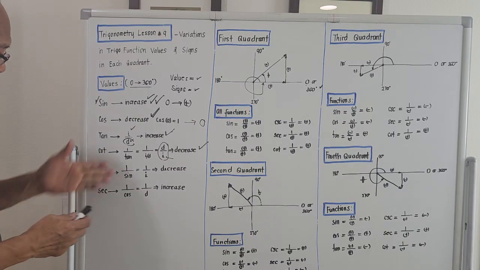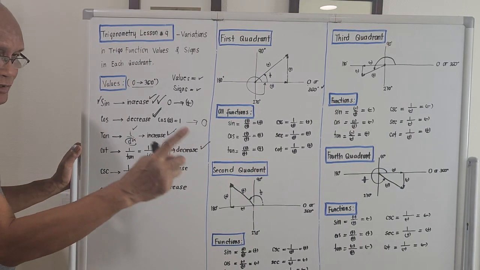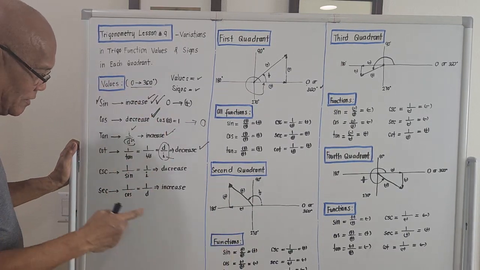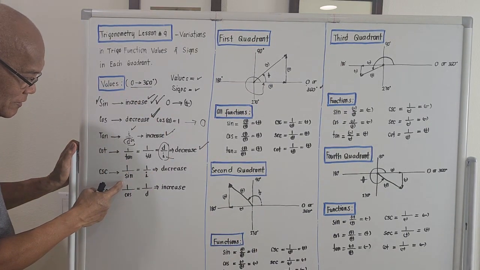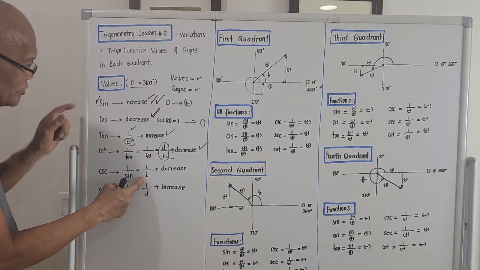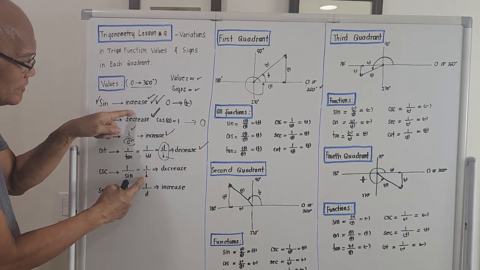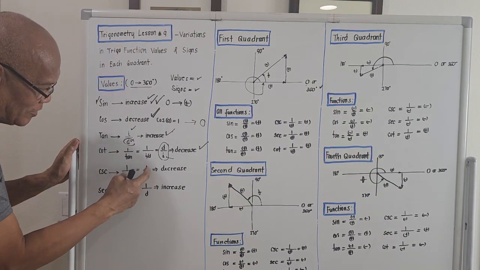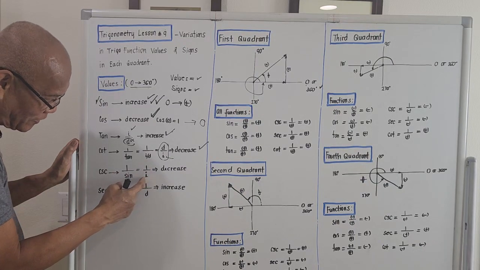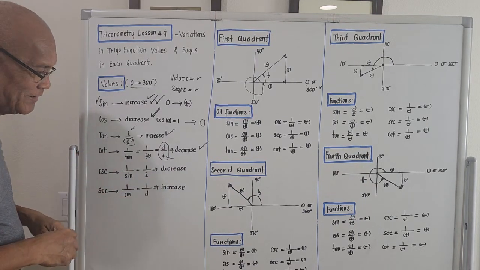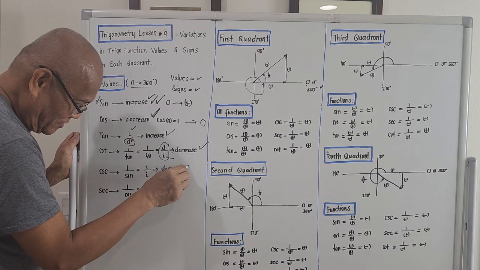For the cosecant, cosecant is the reciprocal of sine, right? So this is 1 over sine. This is 1 over, what is sine? Increasing, right? So this is 1 over increasing. 1 divided by an increasing value, what will come out? It will decrease.